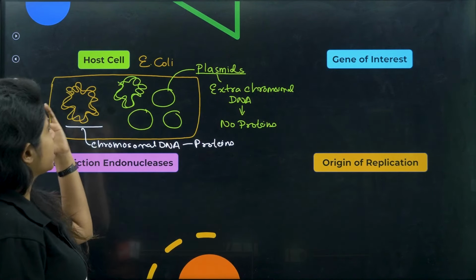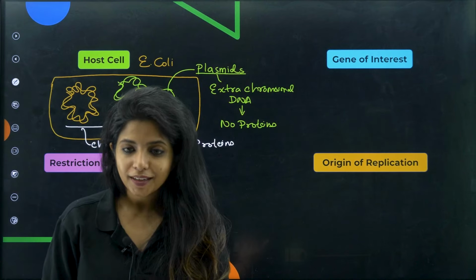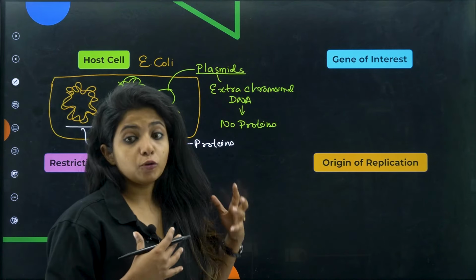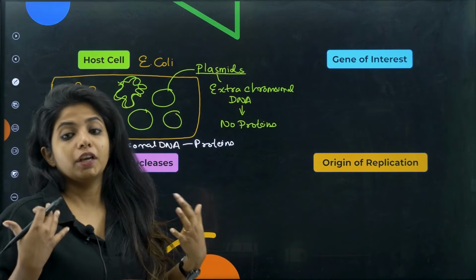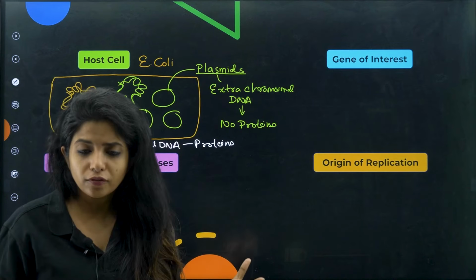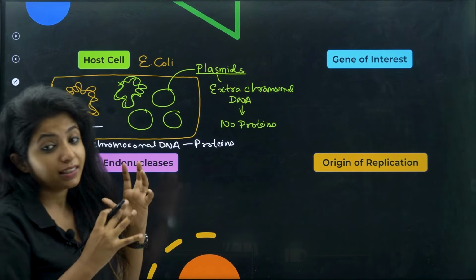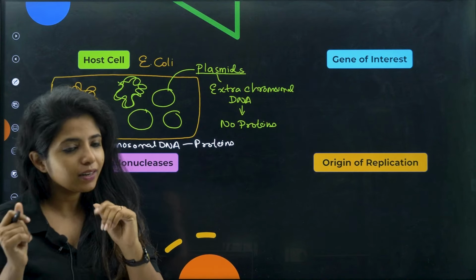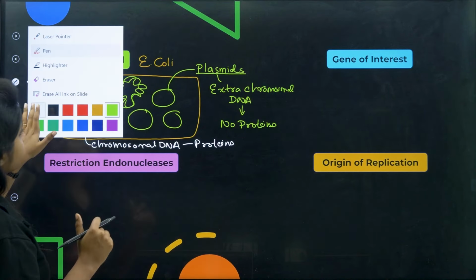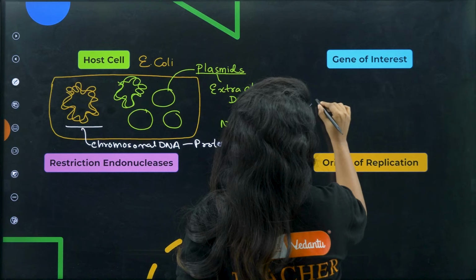Now, why is ma'am telling all about this? Basically, when I say that I am going to use the host machinery for bringing about changes and for producing a lot of things, basically, I am going to bring about changes in their DNA. I am going to use their DNA in some manner. How and when? I'll tell you. So basically, suppose this is my DNA.